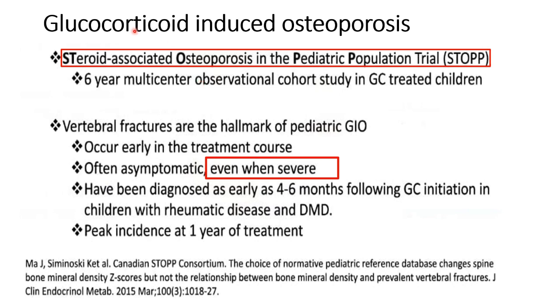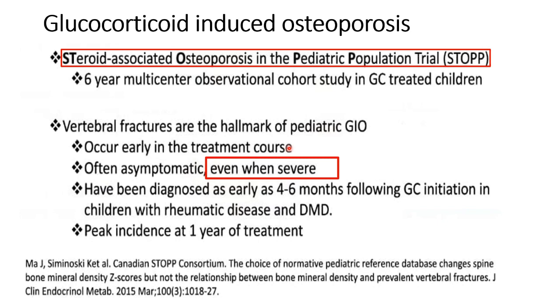What is glucocorticoid induced osteoporosis? There is a trial that we have already discussed in one of the slides, that is for ALL children. There is a trial which is the steroid associated osteoporosis in pediatric population trial. There is a 6-year multi-center observational cohort study in glucocorticoid treated children.